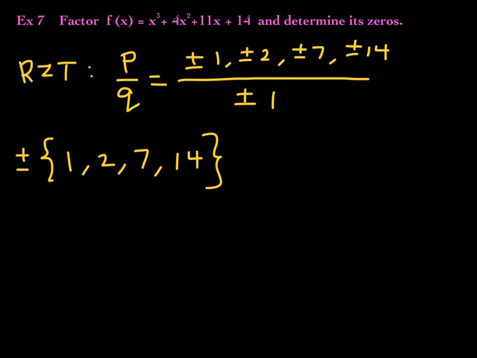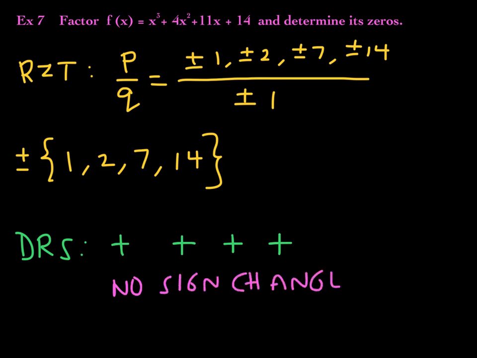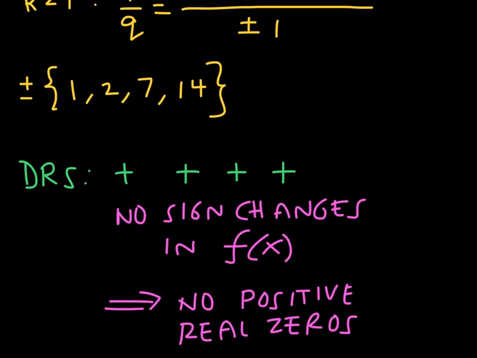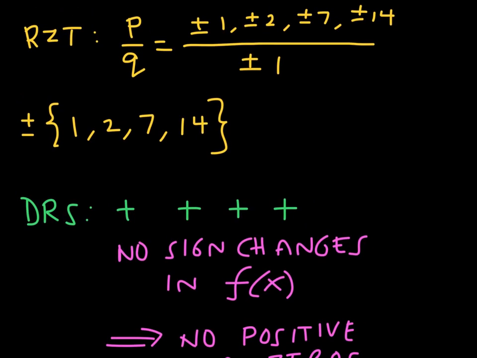Now I want you to recognize what Descartes' Rule of Signs says. Notice that all of the terms in this function are positive. So it's like this: positive, positive, positive, positive. There are no sign changes in this function. So what does that mean? No sign changes in f of x. That means, since there are no sign changes, you will not have any positive real zeros.